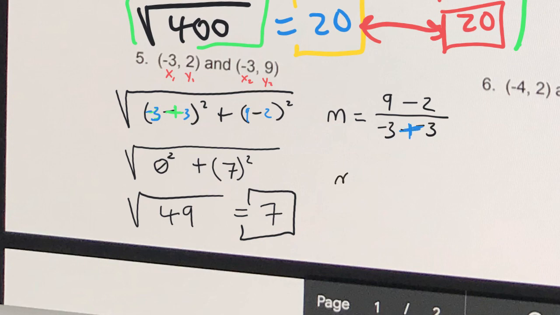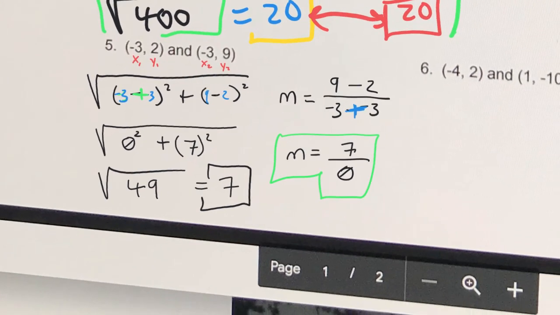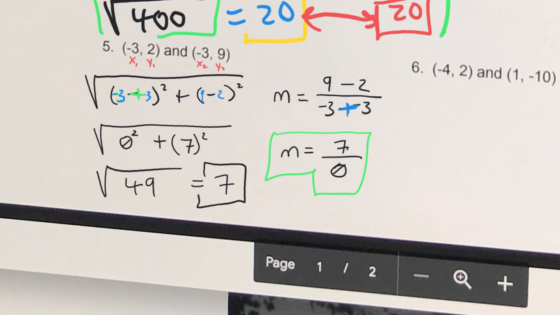So I'm going to write m equals again. 9 minus 2 is 7, so we have a 7 up top. Now, what is negative 3 plus 3? Well, it turns out that is a 0. Now, that is as far as we could take that. However, what your teacher is expecting you to know, and what your teacher is very likely expecting you to say, is that this is what we call undefined. So whenever you have a 0 in the denominator, it's undefined.